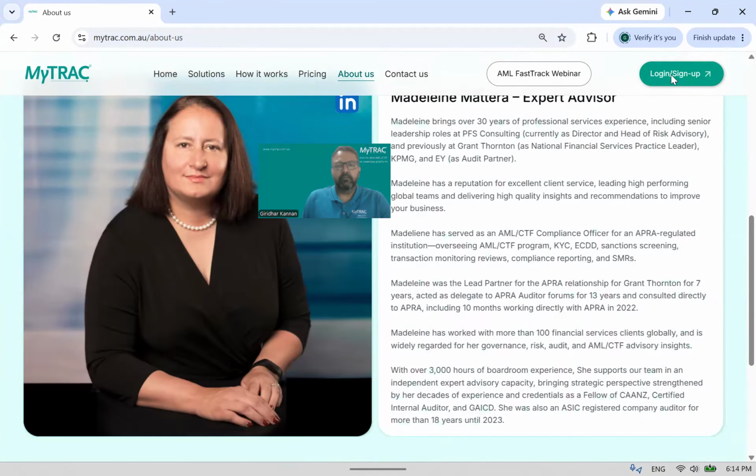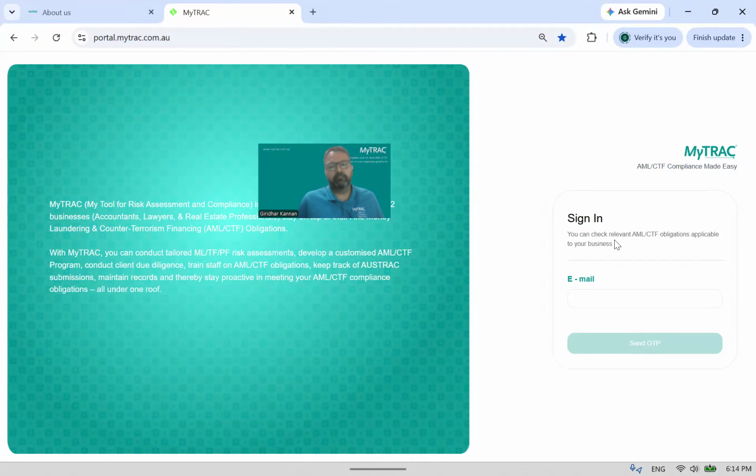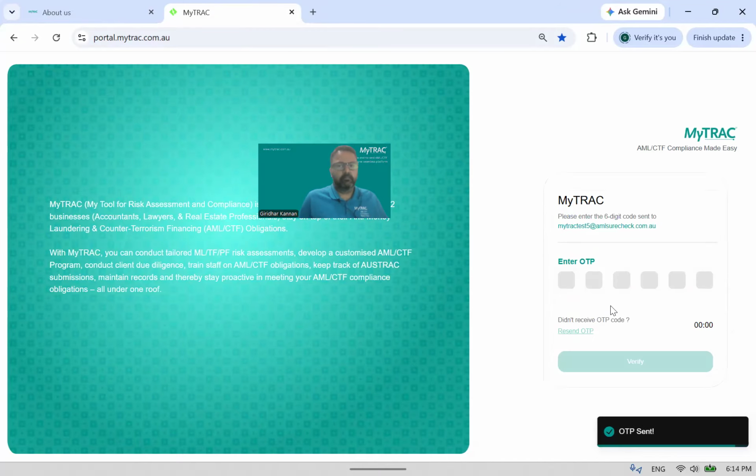Now, where do we start? You can click on login, sign up, and that will open up a new web page for you. Put in your email ID. The person who's doing it should be someone who is responsible for the AML program in their organization. I'm just using a test ID here to log in. Once you put in your email ID, you will get an OTP. Here you go, I'm putting in my OTP that I received on my test email ID.